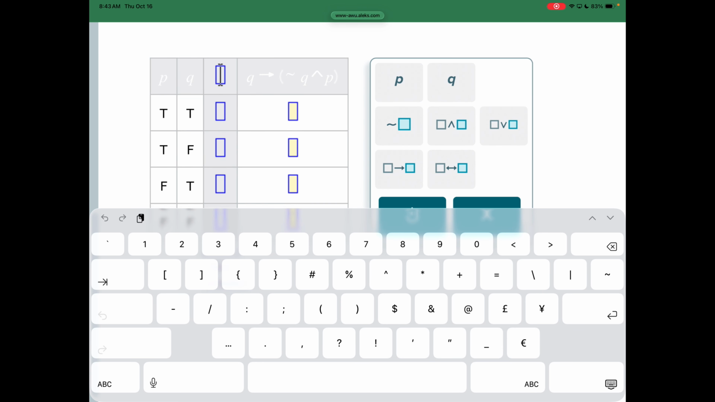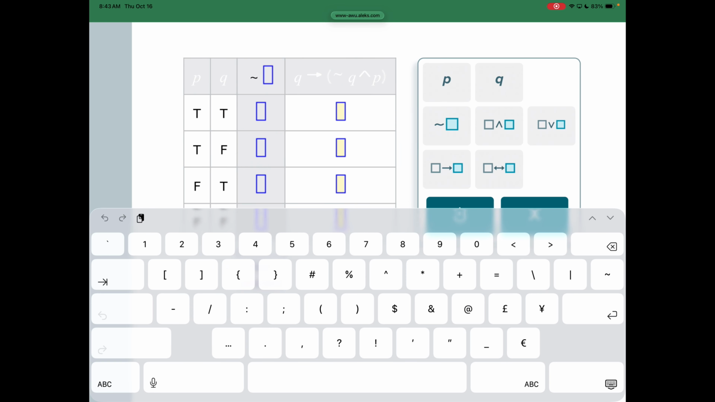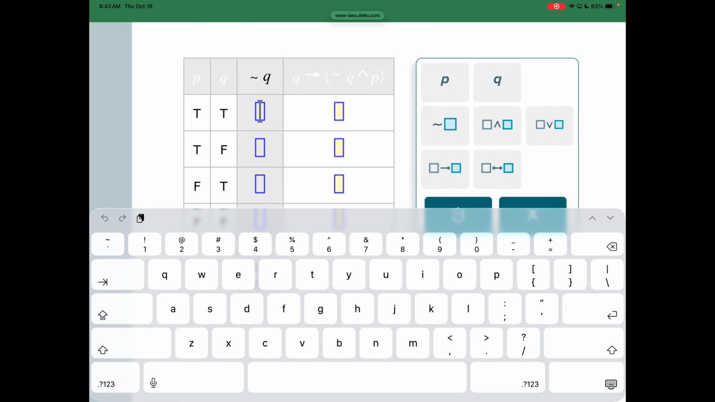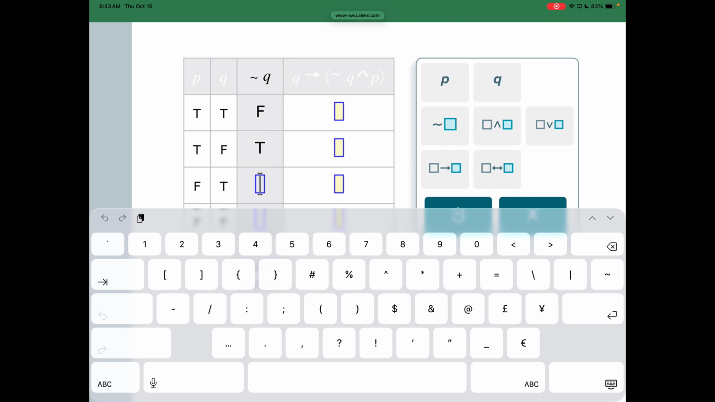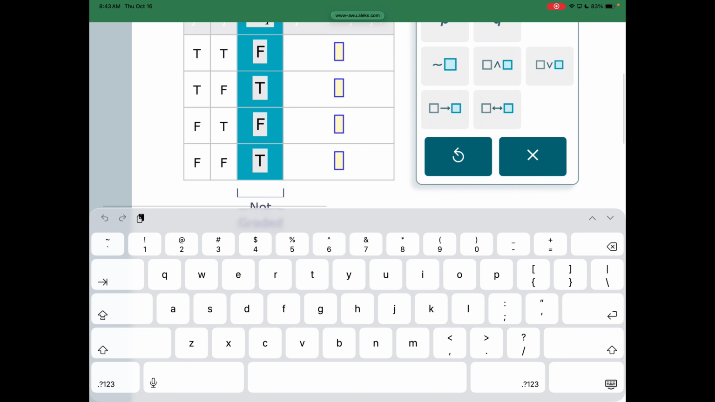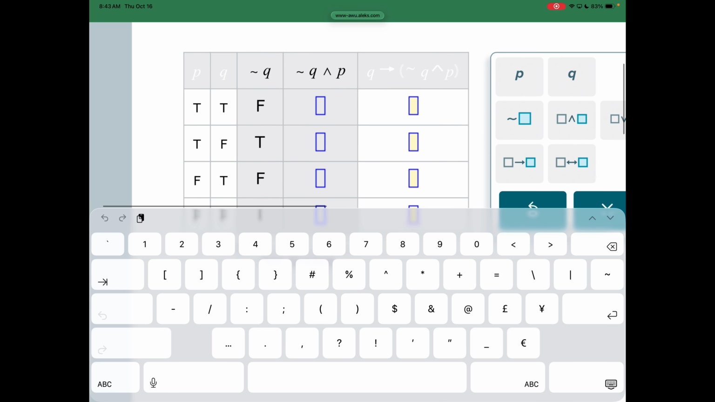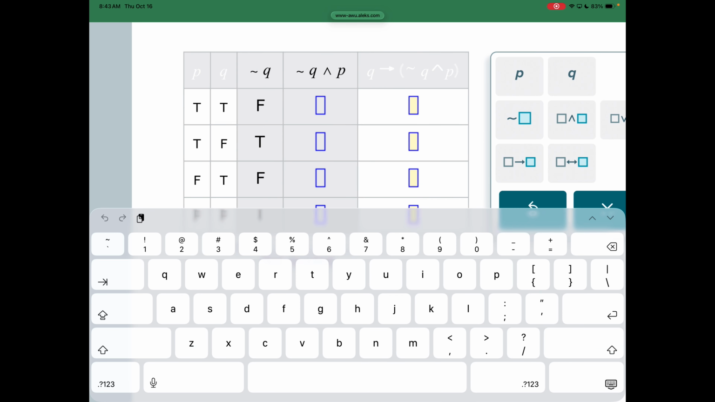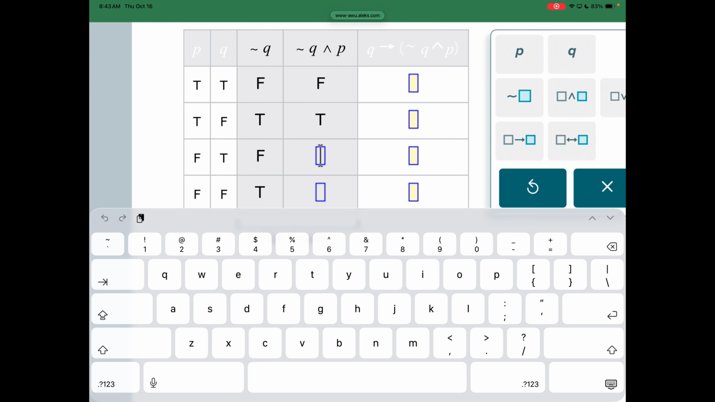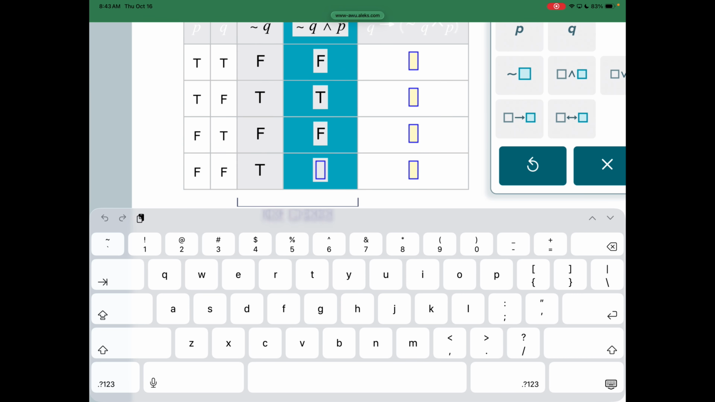Not really. All right, we have Q right there, so we don't need that. Not Q would be the opposite of Q: false, true, false, true. And then not Q and P. Not Q and P, I'd be using the first column and the third column, and the rule for and is it's only true if they're both true. So that's false. That one's true. False, false would be false. False, true would be false.